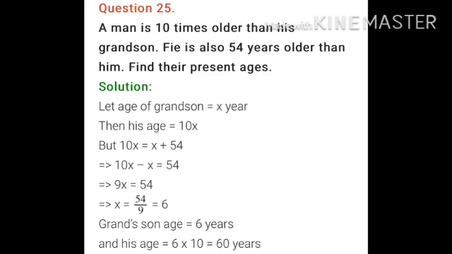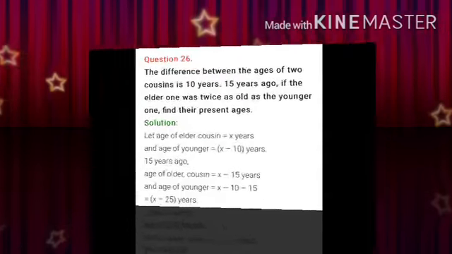So 10x minus x is equal to 54. 9x is equal to 54. x is equal to 54 upon 9, which is equal to 6. The grandson's age is equal to 6 years and his age is 6 into 10, which is equal to 60 years.